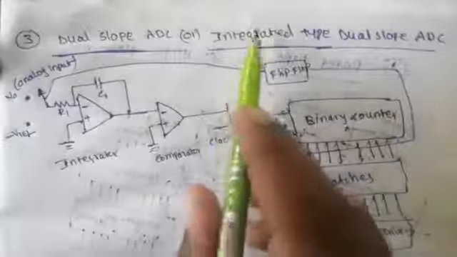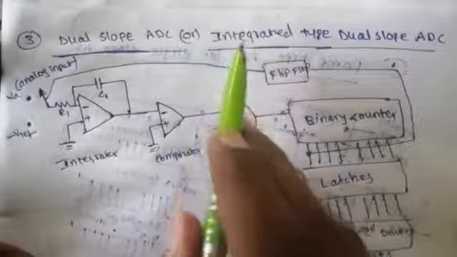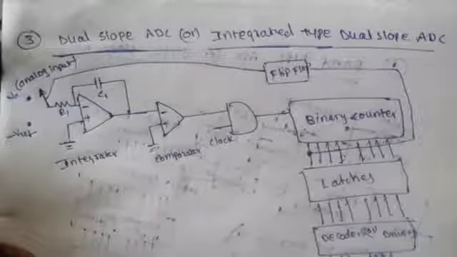So in this case, integrator means there we are not using, like in the previous circuit, the ramp generator or D to A converter.